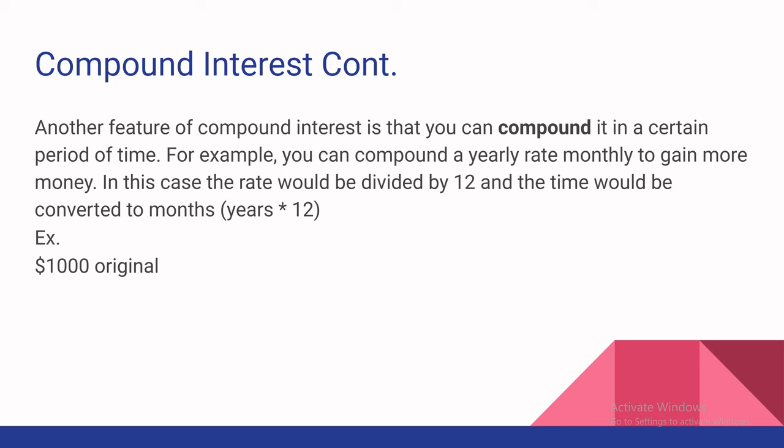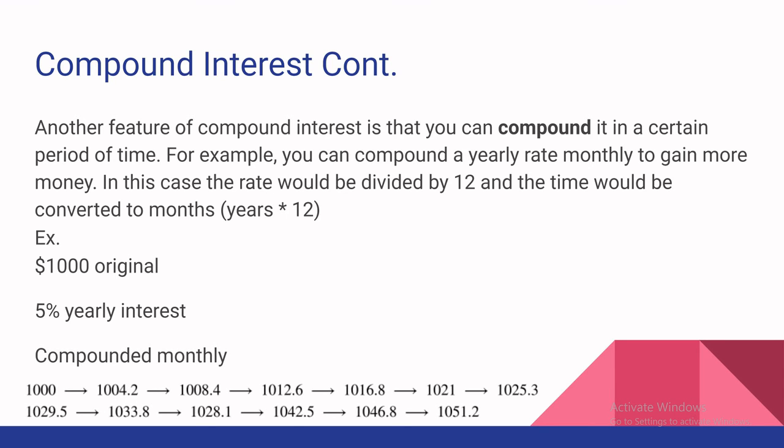So we have $1,000 original, a 5% yearly interest like before. Compounded monthly, we would see this kind of progression for 1 year. We would end up with $1,051.2 after 1 year. However, if we compound it yearly, we only get $1,050. So we can see that compounding over a shorter period of time yields us more money.